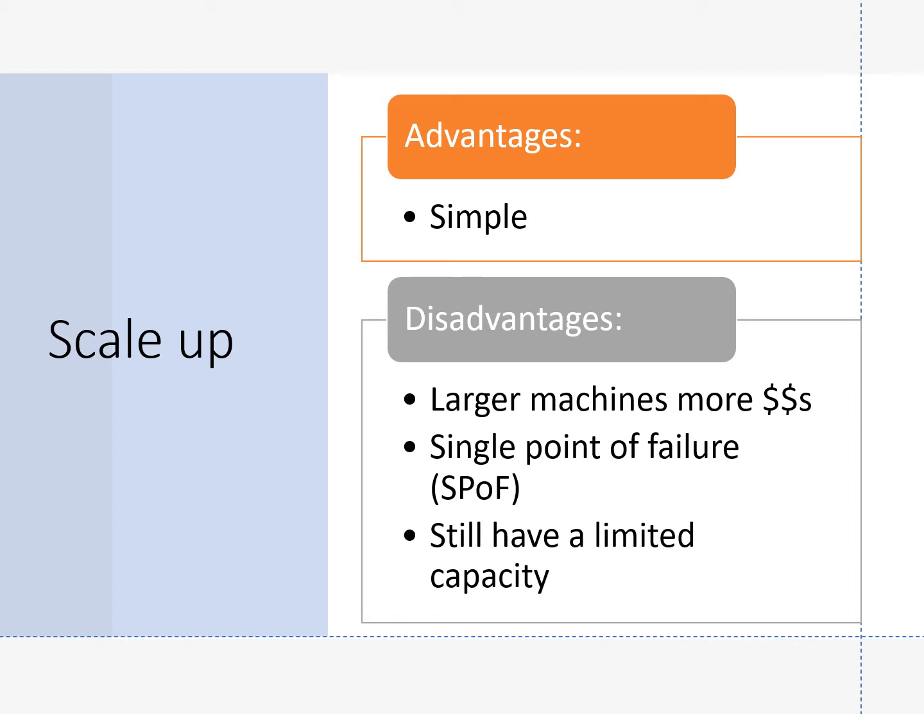If your server becomes unavailable due to failure or a network partition, whereby the server cannot be seen by the clients due to a network failure, then the service is unavailable. This is a considerable downside, and we'll see how we get around this in a couple of slides.